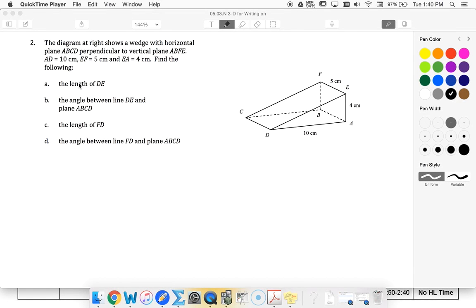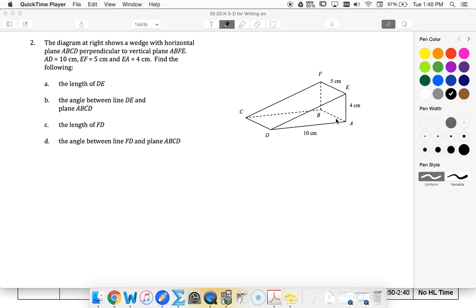Right, now we're told that we have a wedge with a horizontal plane, ABCD. So ABCD is my horizontal plane, perpendicular to vertical plane ABFE. So we know that there's right angles where these things attach to each other, because perpendicular means right angles. And then it's given us the measurements that are labeled. So find the length of DE.